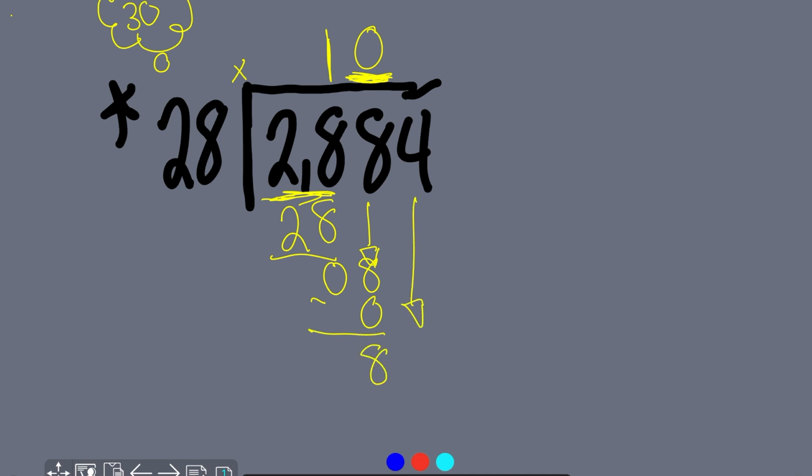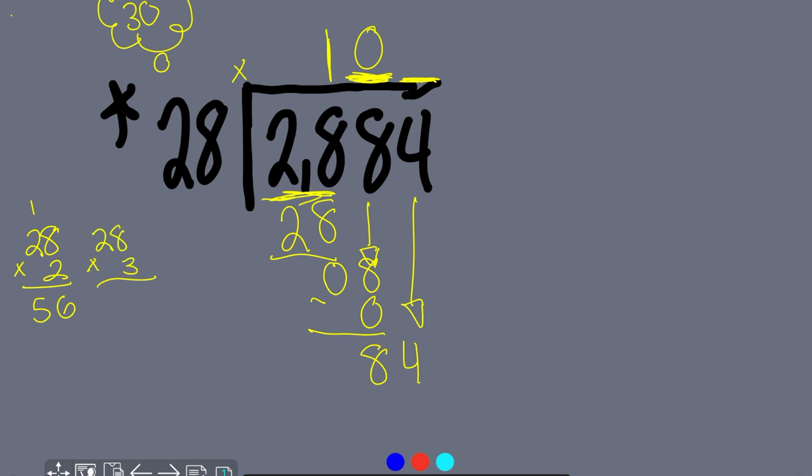Now I bring down the 4, and I have a problem that I can work out because 28 can go into 84. If I bring down a number, I have to have an answer in that place value above it. I'm going to skip count by 30: 30, 60, 90. 90 sounds too big, but it's pretty close. So I'm going to try 28 times 2. I get 56. That seems kind of far away. I'll try 28 times 3.